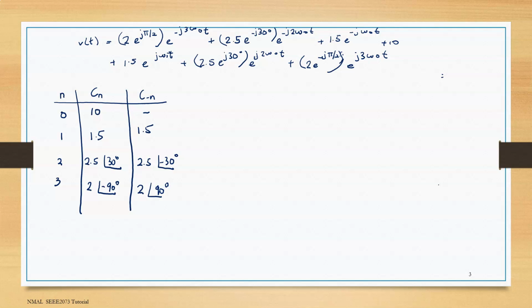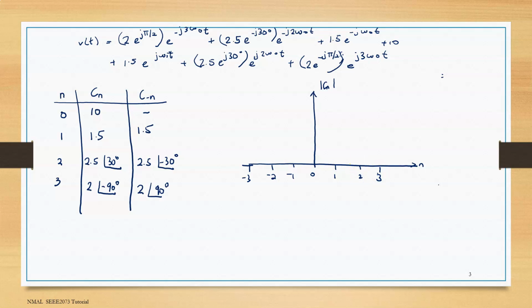So from here you can also plot the spectrum. Even though the question didn't ask you to plot the spectrum, I'm going to show you how to plot the spectrum from this Fourier coefficient table. So this is n, and you plot in terms of magnitude of Cn. Here we have n from negative 3, negative 2, negative 1, 0, 1, 2, 3.